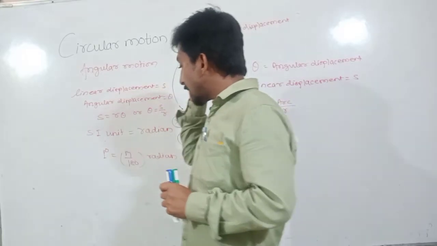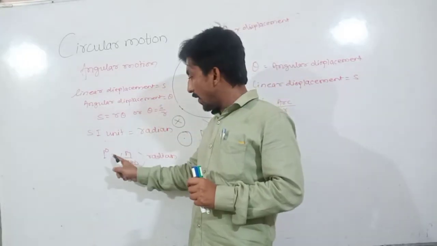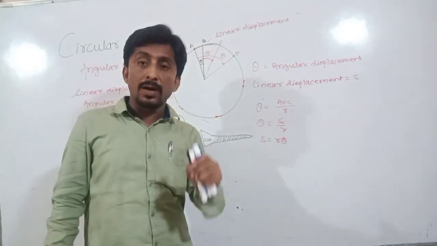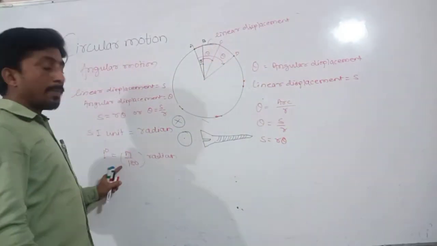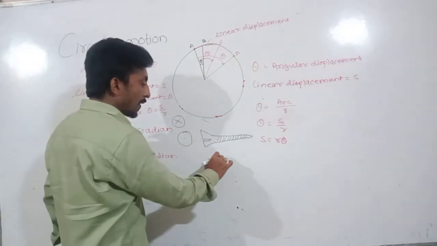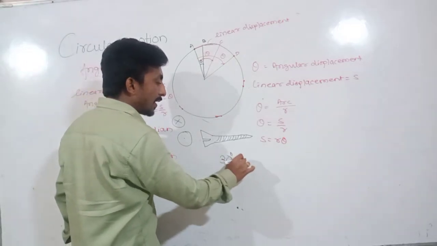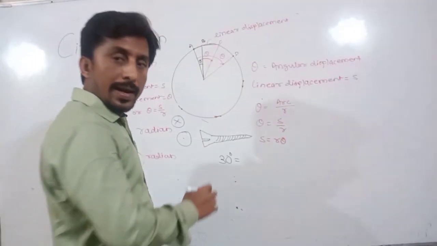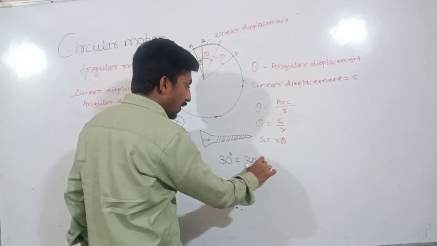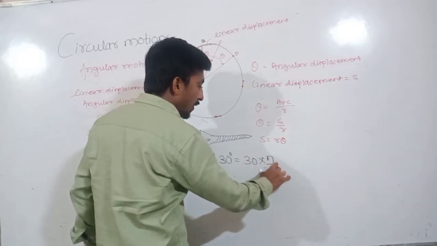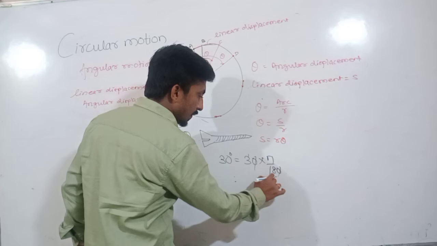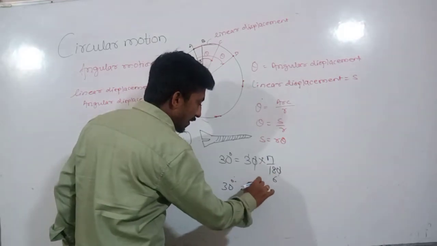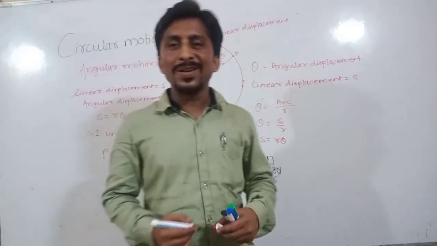We have seen the relation between degree and radian. 1 degree is equal to pi by 180 radian. Means if you want to convert degree into radian, multiply by pi by 180. For example, 30 degree can be written in radian: 30 into pi by 180. So you get 30 degree is equal to pi by 6 radian. So I hope you have understood.